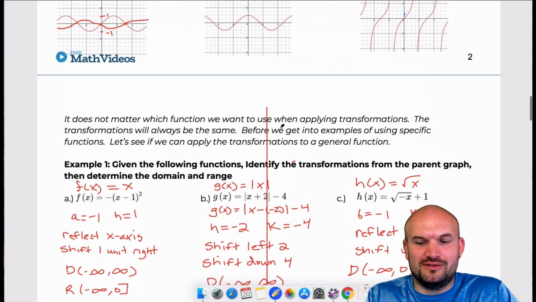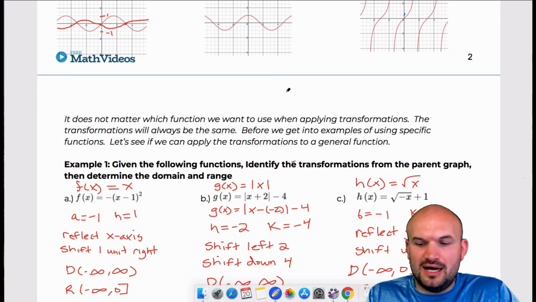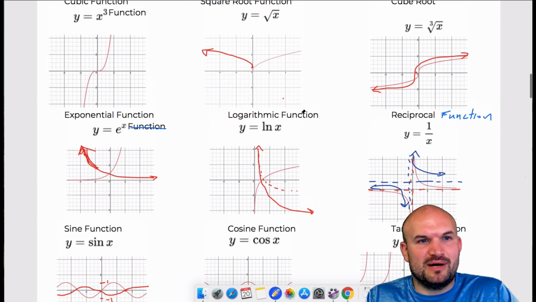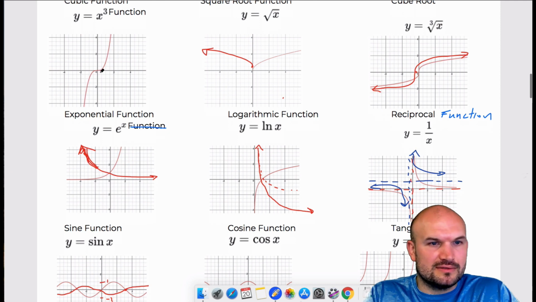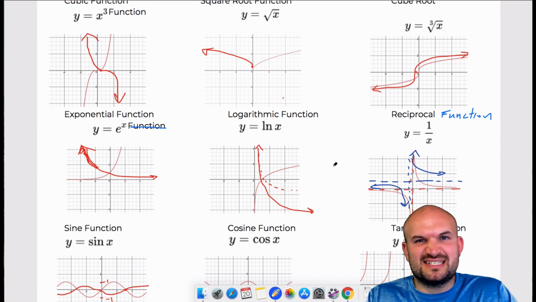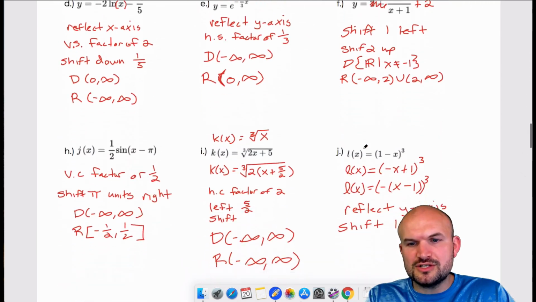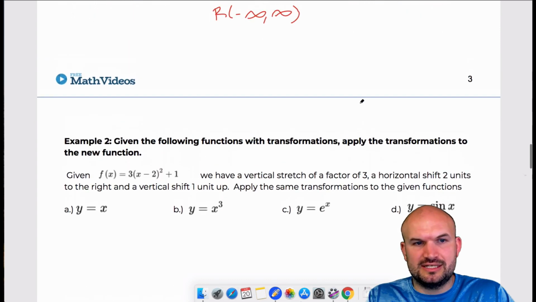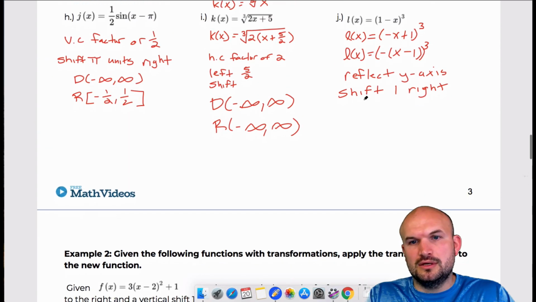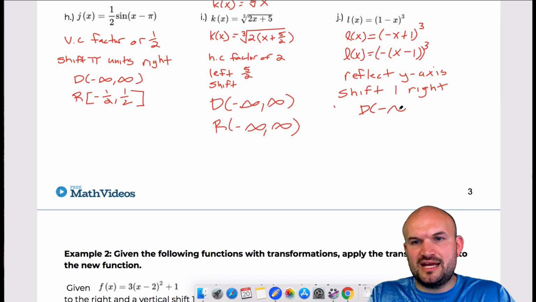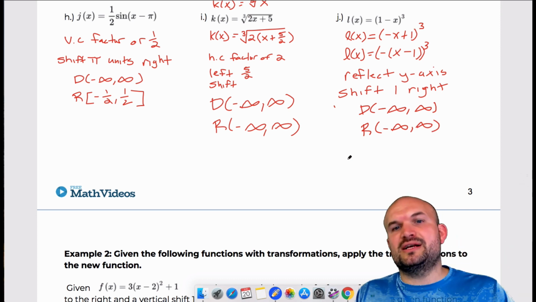So I'm going to shift it 1 unit to the right, and then also reflect it about the y-axis. So the graph probably looks like this. But since my domain and range are unrestricted, that's not going to affect the domain and range. So I do want to summarize a couple of these things. Oops, that's getting into the next example. My domain is going to be negative infinity to infinity, and my range is going to be negative infinity to infinity. So let's summarize here.